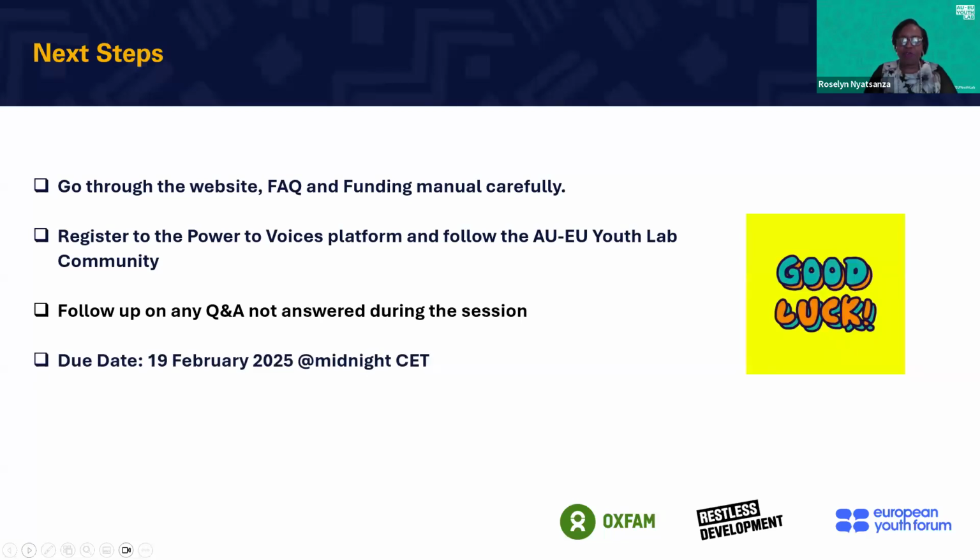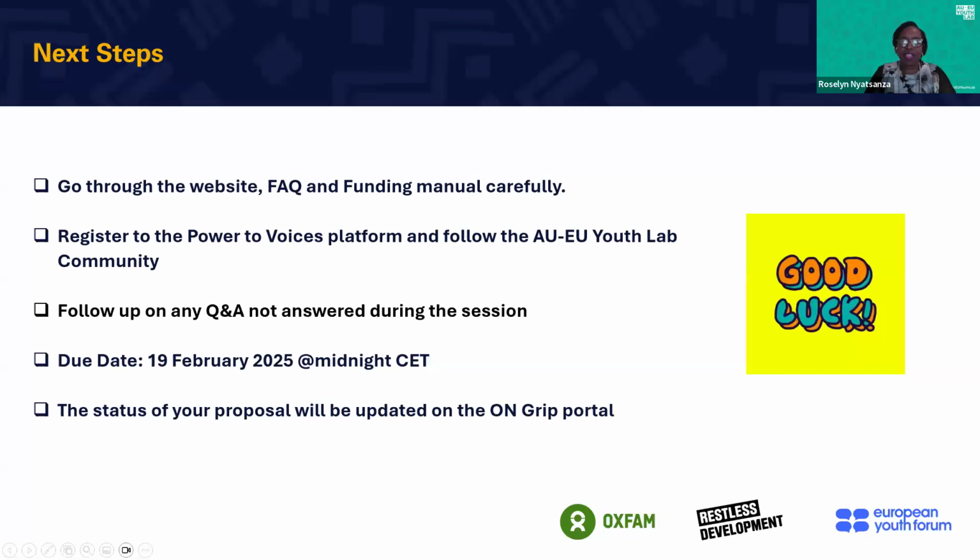Just a reminder that for the innovation grants, the due date for applications is 19 February 2025 at midnight CET. So please make sure your application is in on or before that time. The status of your application will then be updated on the ON Grip portal, so just watch out for that.